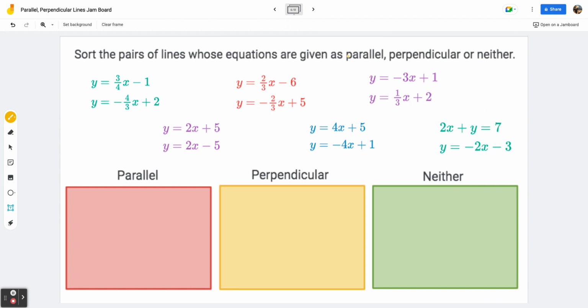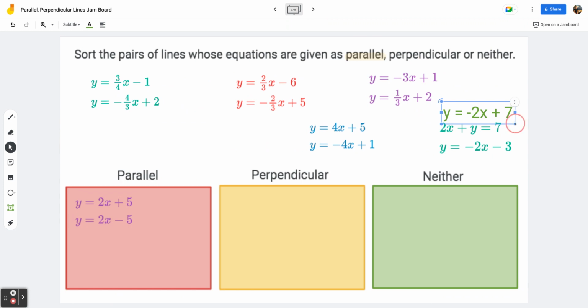Now remember, parallel lines are going to have the same slope, right? So when we look at lines with the same slope, these are all in slope-intercept form with one exception. There's a pair of parallel lines. They have the same slope. Now, before we classify this pair of lines, let's rewrite that top equation in slope-intercept form. Let's subtract 2x from both sides. Now that we've done that, we can see that these lines are actually parallel because they do have the same slope.